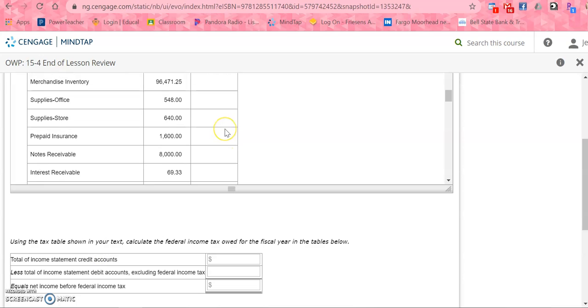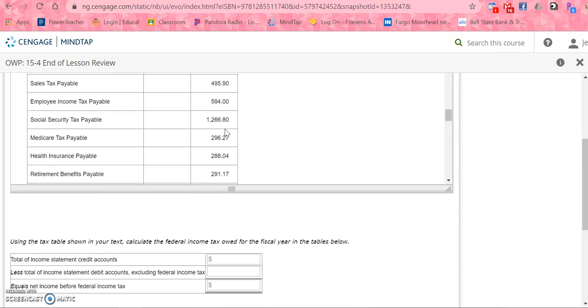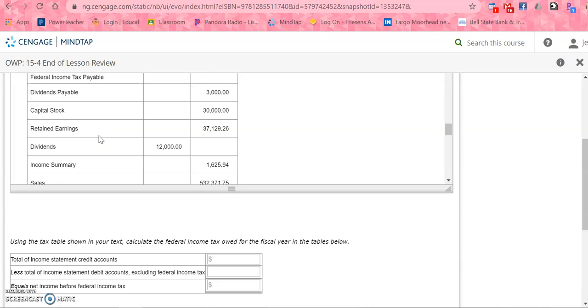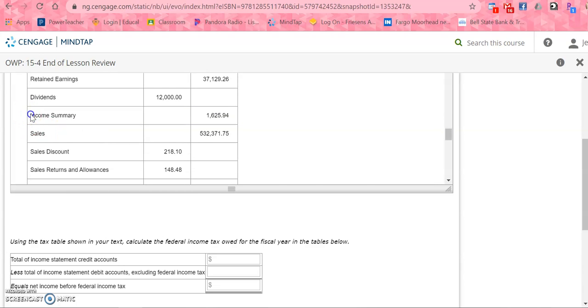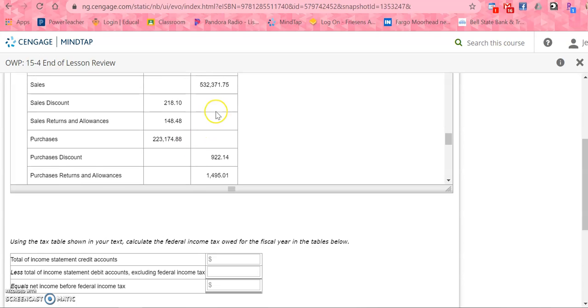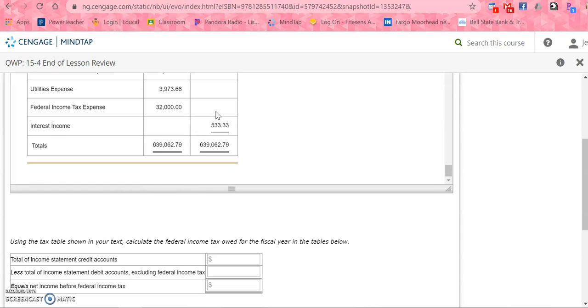Income statement credit accounts. Now, this is where I said we're going to break this up. We're going to find where income summary is. So I'm going to scroll through. Income summary is about halfway through. So here's my income summary. I'm going to go income summary down, and I'm going to add up all of the credit amounts. Now, here's the thing. Remember I said income summary sometimes has a debit balance, sometimes has a credit balance. It depends. So in this case, we see a credit balance. We will add that credit amount, okay? If it was a debit balance, we would add it in with the debit accounts. So I'm going to be adding up from income summary down, okay?